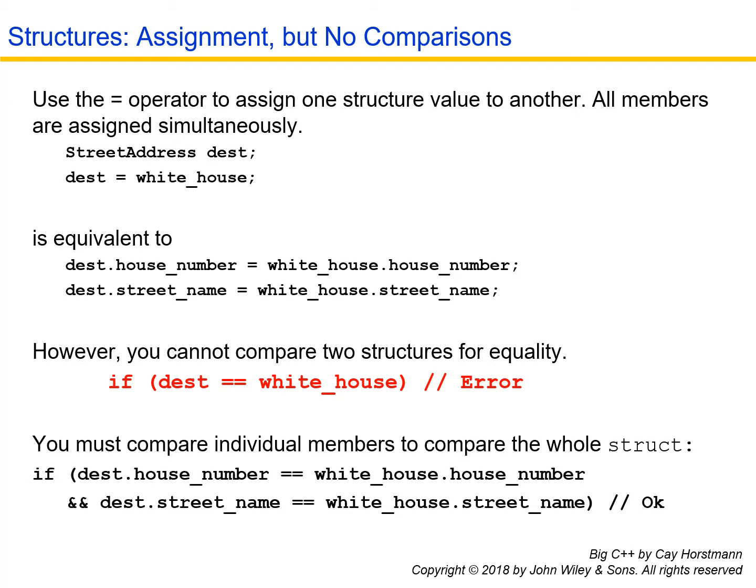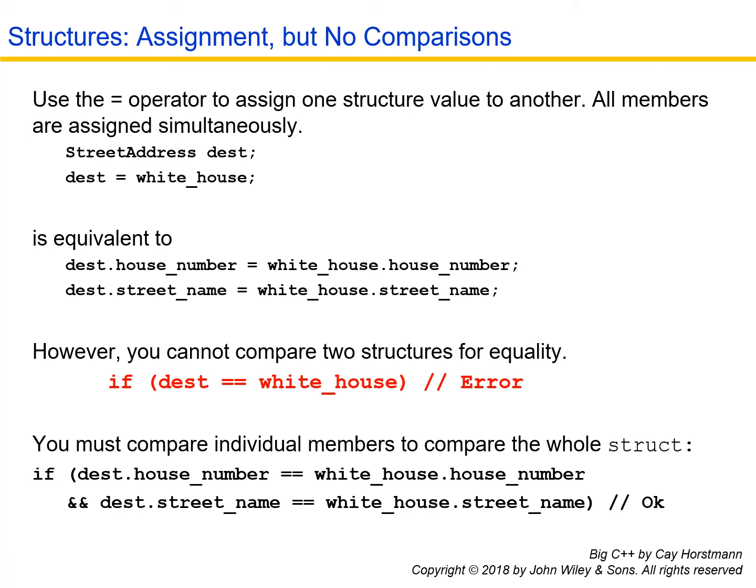Okay, you can assign one structure value to another. So if dest equals White House, a complete copy of White House is made and assigned to dest. Okay, that's equivalent to saying dest.house number equals whitehouse.house number, etc.